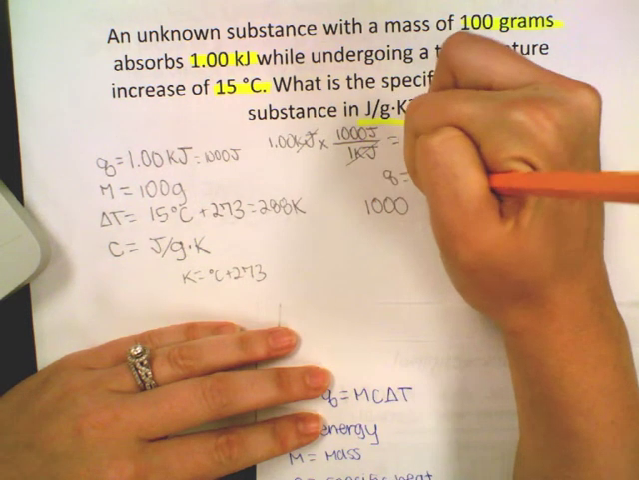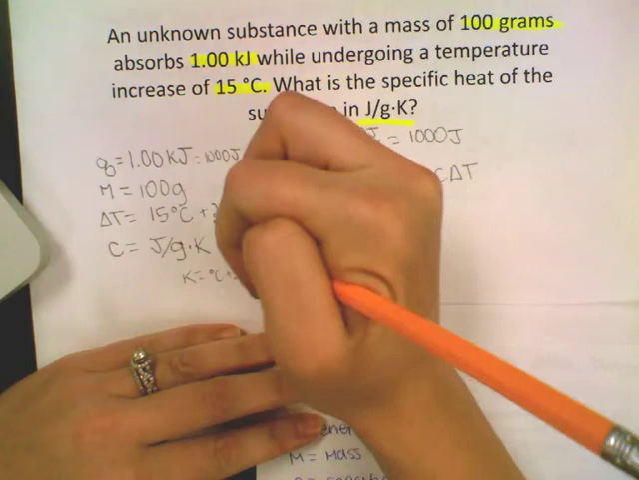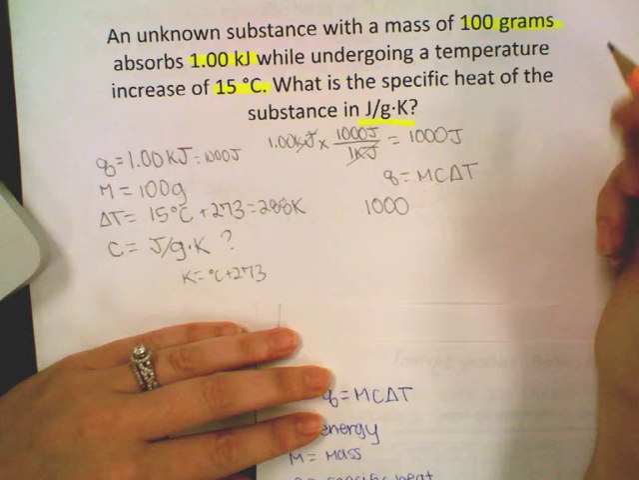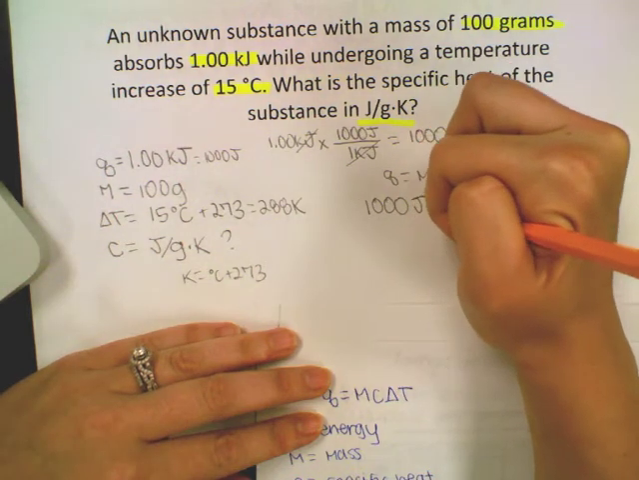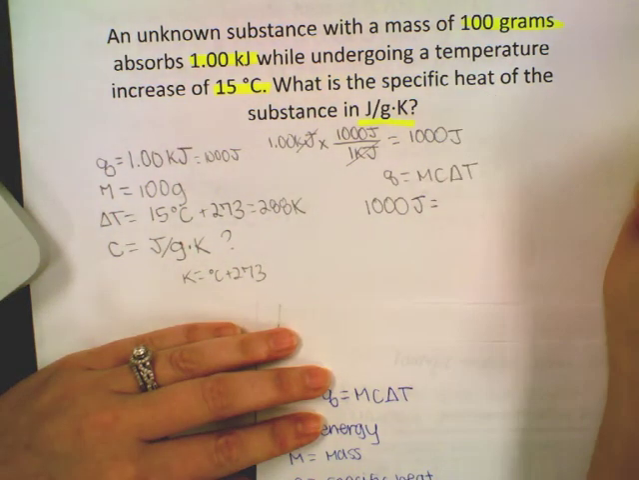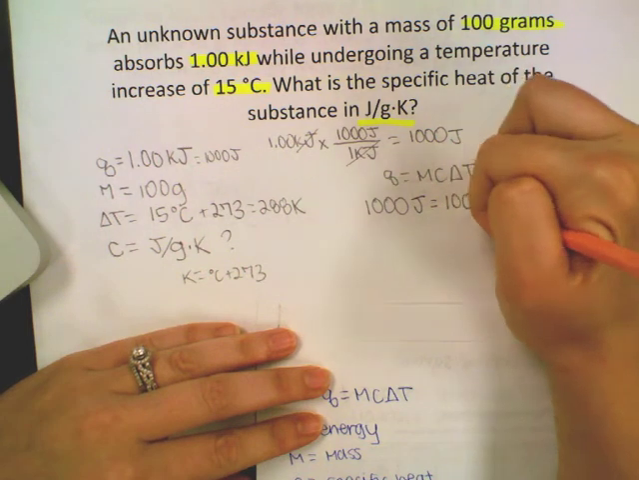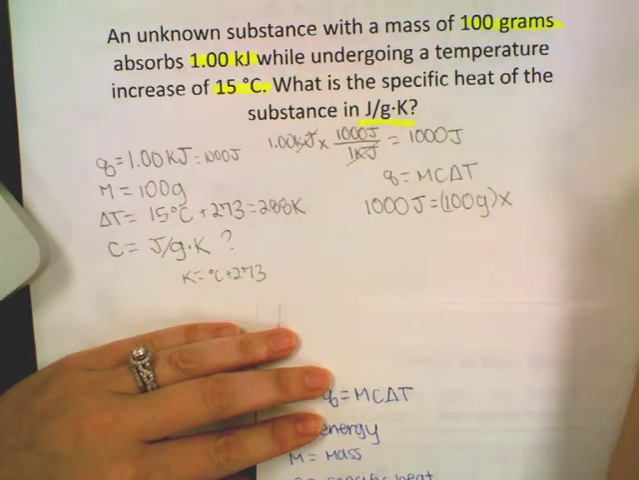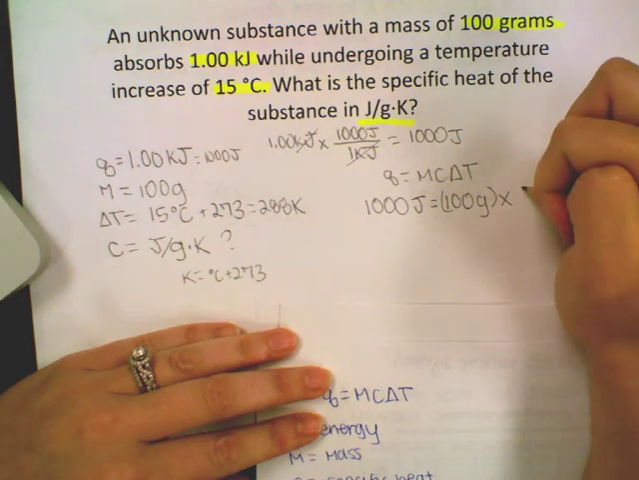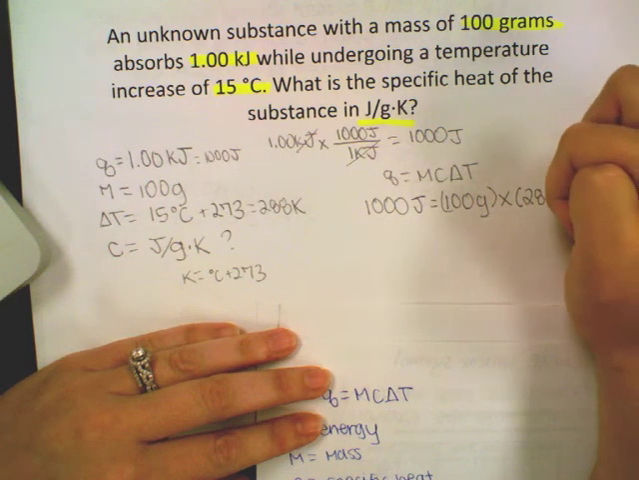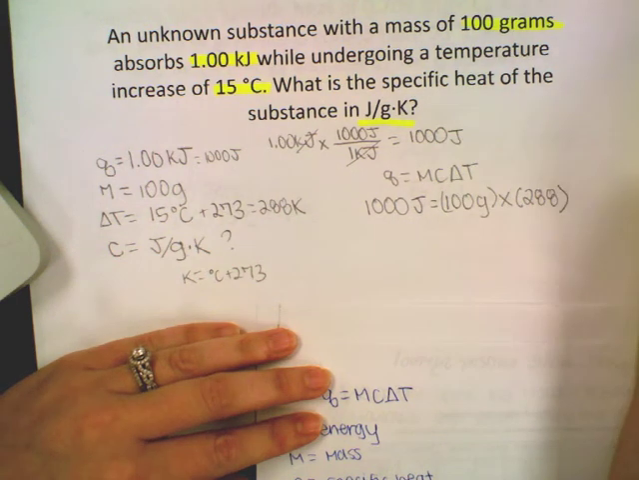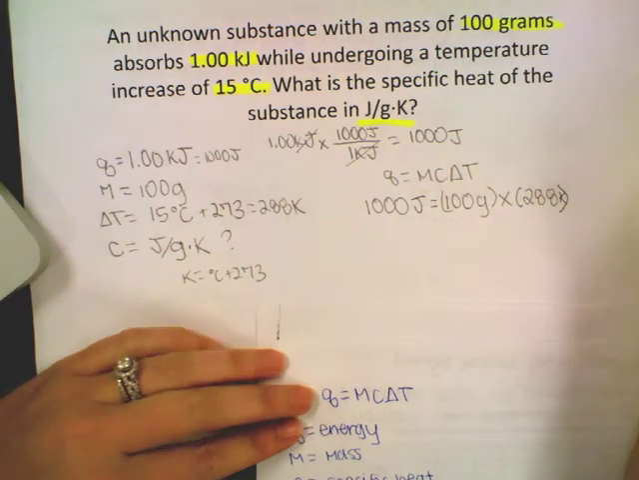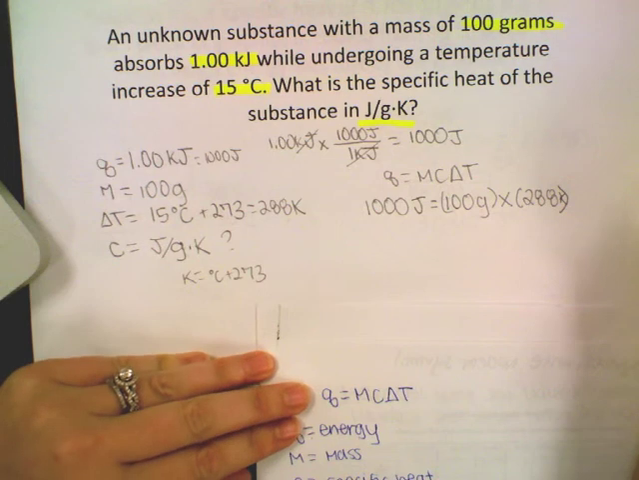So Q equals MC delta T. Okay, remember that we are looking for C, so that's our unknown. Let's go ahead and just call that X when we plug it in. Okay, so Q is 1,000 joules. The mass is 100 grams. We're looking for C. And then our change in temperature is 288 Kelvin. Sorry about that.